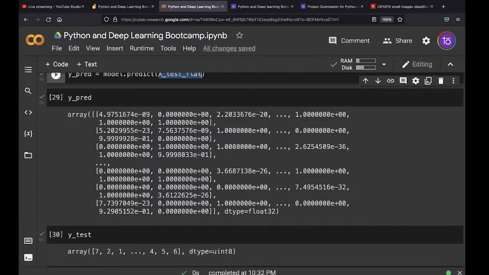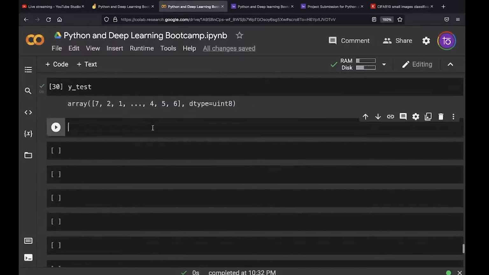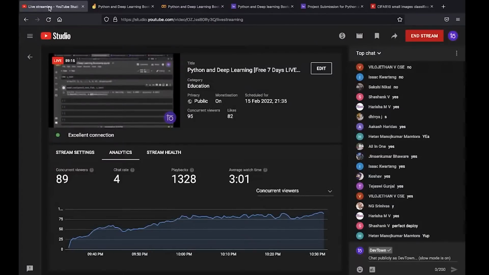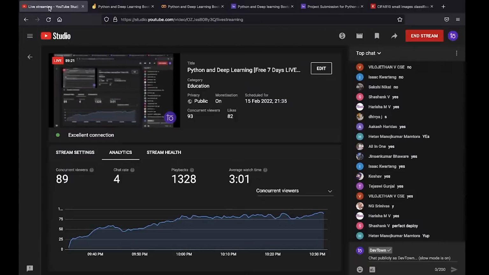If you want to evaluate your model, you can evaluate your model as well. model.evaluate. Over here you are going to give x_test_flat, and then you are going to give your y_test as well, right? Now it is going to evaluate this and tell you that on this data you will be achieving 89% accuracy with 6.6% loss. Is this clear to everyone? Yes or no?